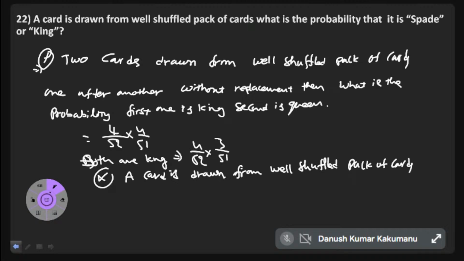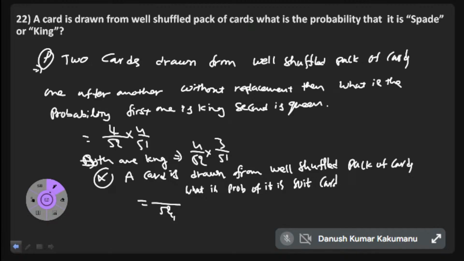What is the probability that it is a suit card? What is the answer? One card is drawn means what? How many ways can they draw the card? 52 C1. One card, 52 C1. What is the probability that it is a suit card?